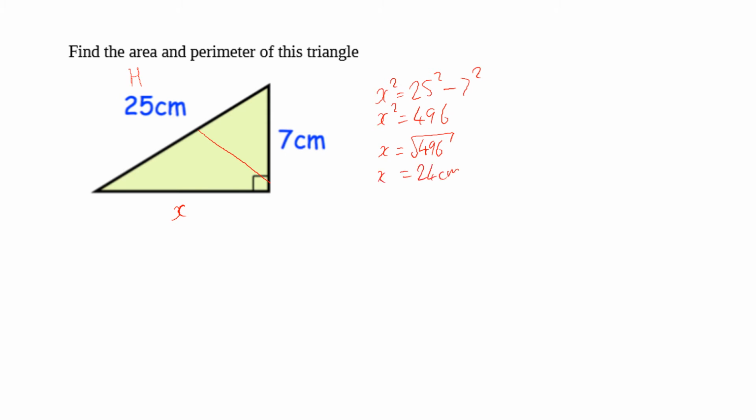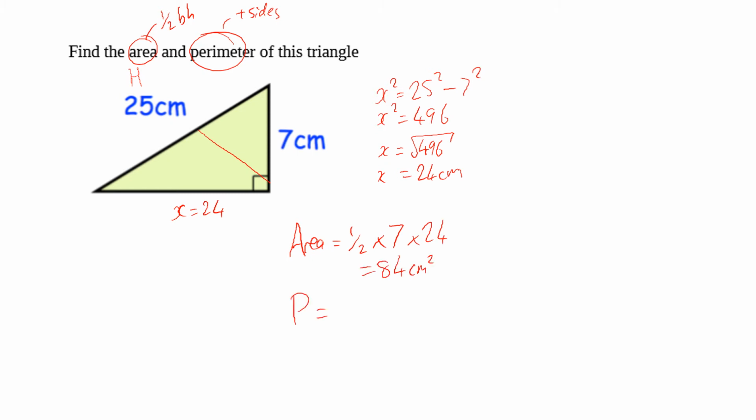Okay, great, we've done Pythagoras, but the question isn't find the missing side of your shape. The question is find the area and the perimeter of this triangle. Now the area is a half base times height, and the perimeter is just add all the sides together. So what we need to do is then apply what we figured out to those formulas. So our area is a half times base times height, so a half times 7 times 24, which is going to give us 84 centimeters squared. And our perimeter, that's all of the sides added together. That's 24 plus 25 plus 7, which is going to give us 56 centimeters.